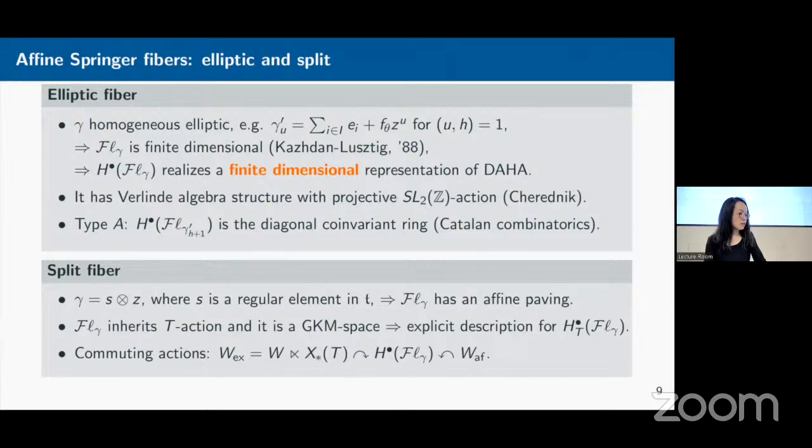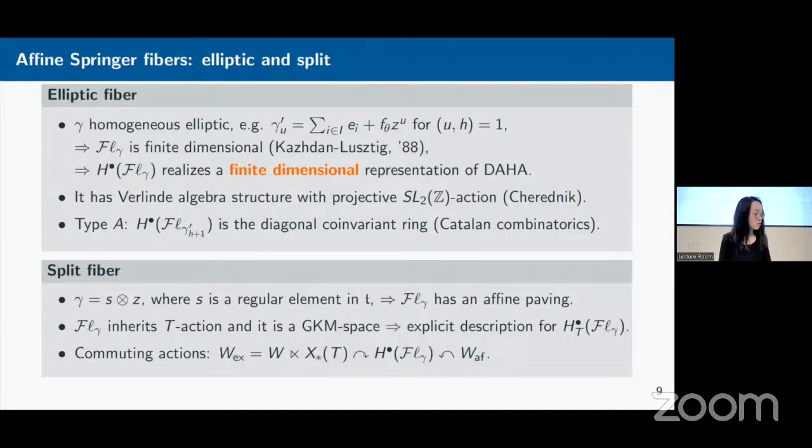Okay, and then maybe just in type A, if you take the special case where U is H plus 1, then this cohomology is actually the diagonal coinvariant ring. And this is an important object in combinatorics, and it's related to Catalan numbers and Macdonald polynomials.